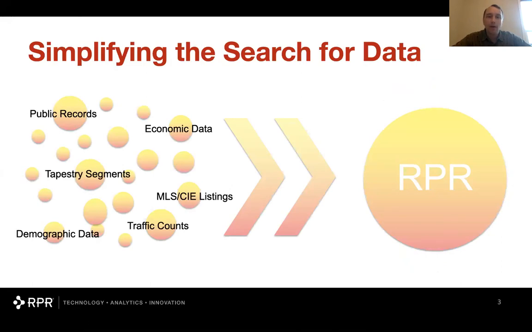So we go out there and we make partnerships with data companies nationwide, typically for things like the public records I mentioned earlier, but we also pull in economics, demographics, traffic counts, business points of interest. We partner with MLSs and CIEs. We have tapestry segments and so forth, all in kind of a one-stop shop within the RPR platform. So you're not having to go between multiple websites and paying for data or any of that stuff. It's hopefully mostly going to be within RPR for you right off the bat.